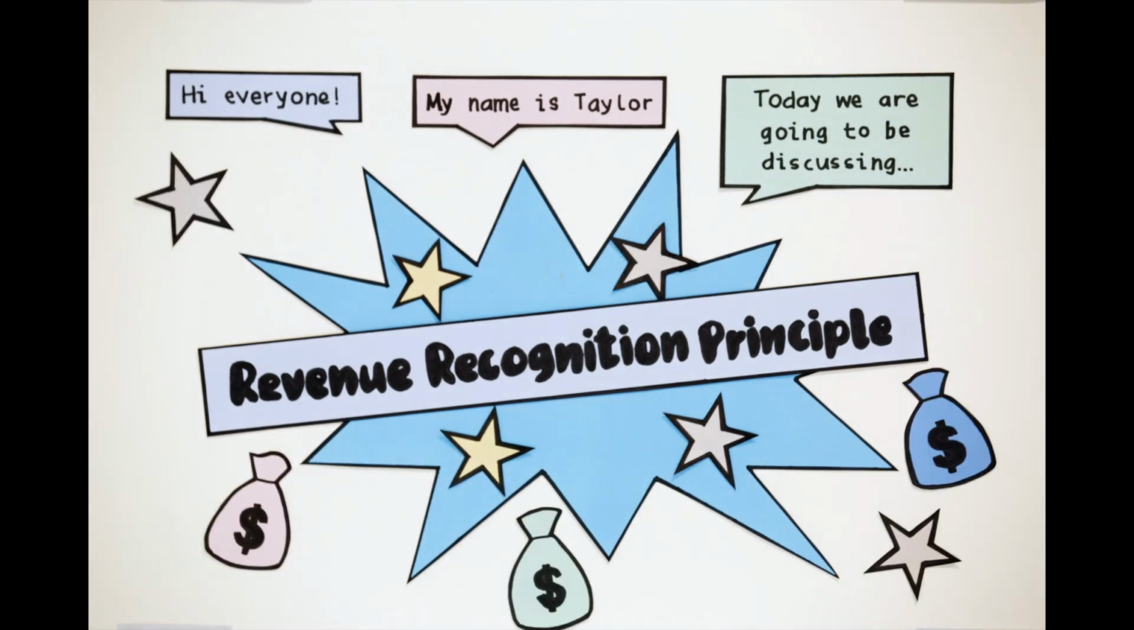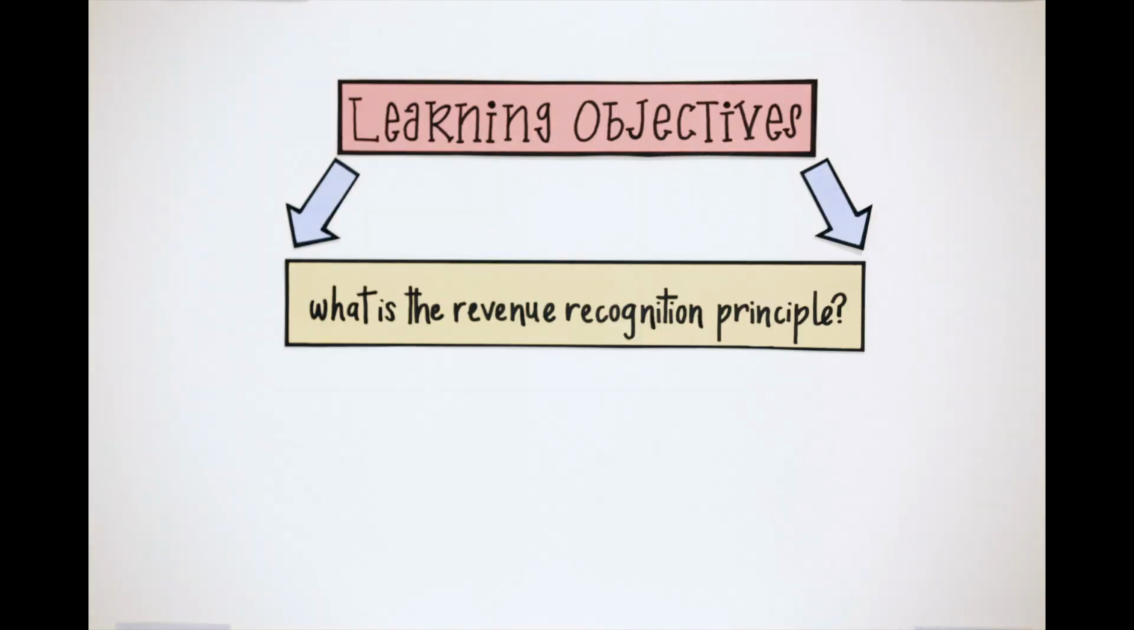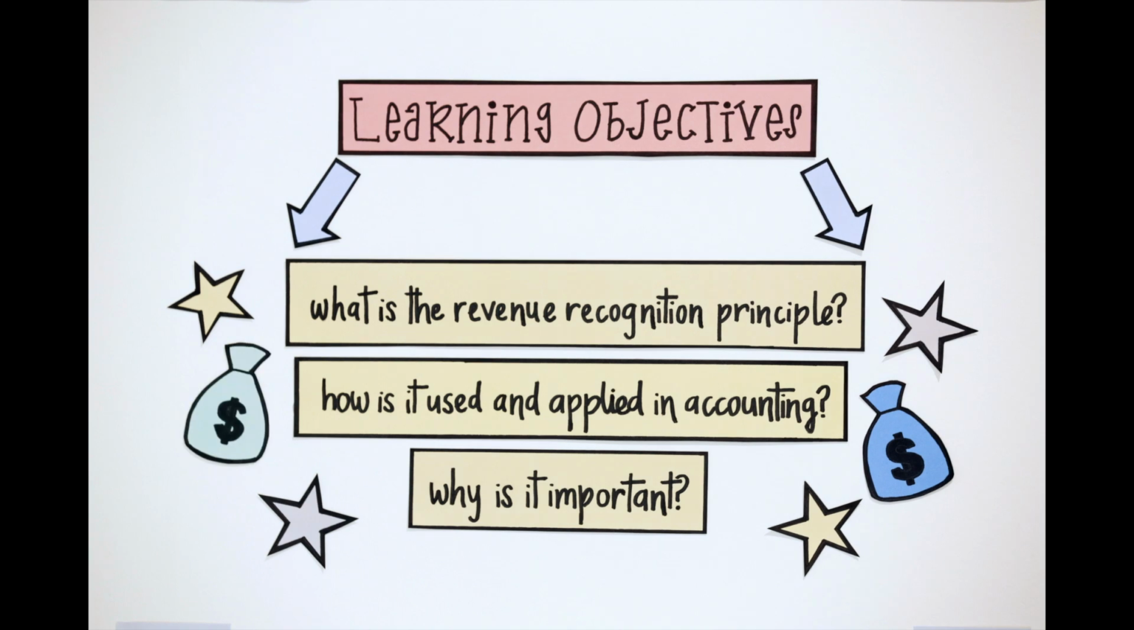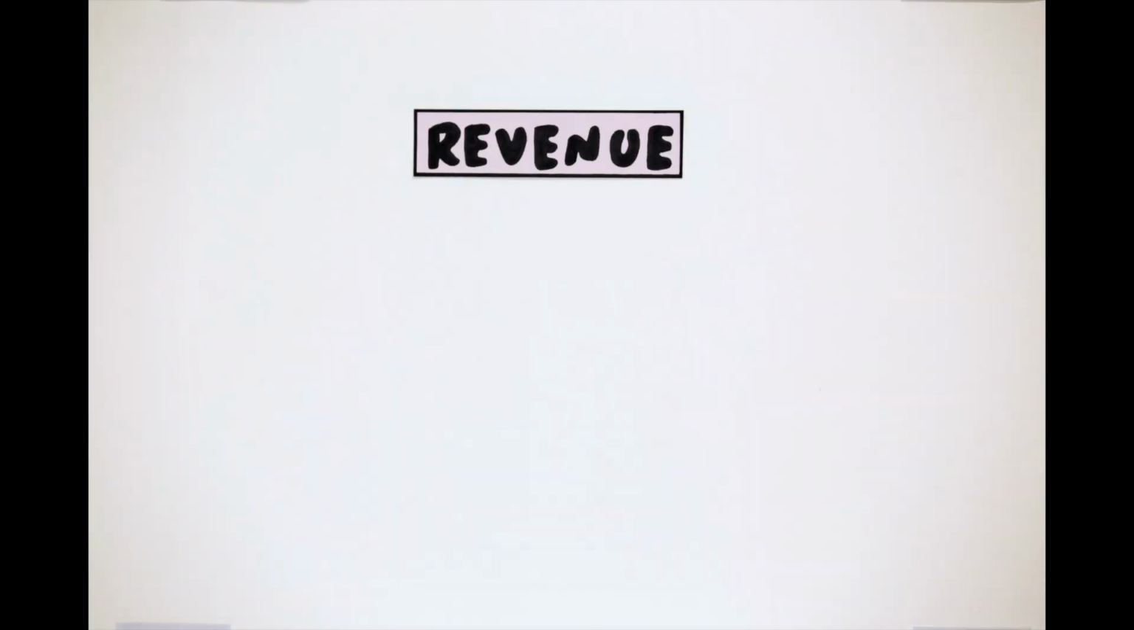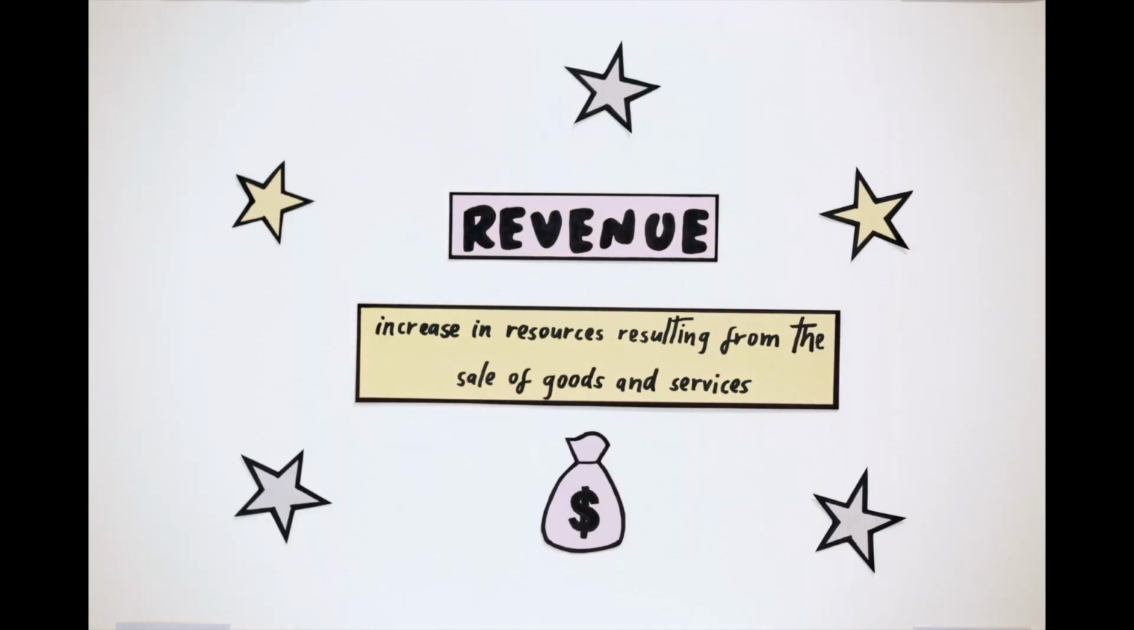Specifically, we are going to be reviewing the following learning objectives as shown on the screen. Alright, let's get started. So firstly, let's start off by defining the term revenue. Revenue is defined as an increase in resources resulting from the sale of goods and services.